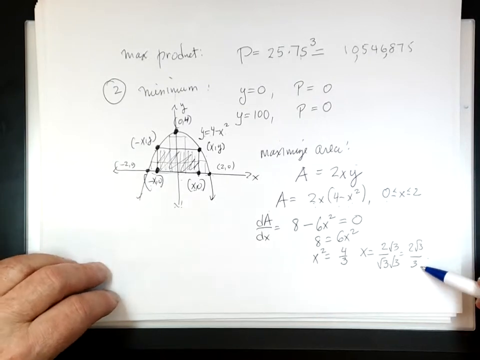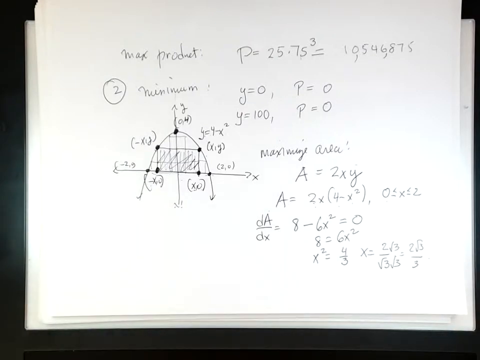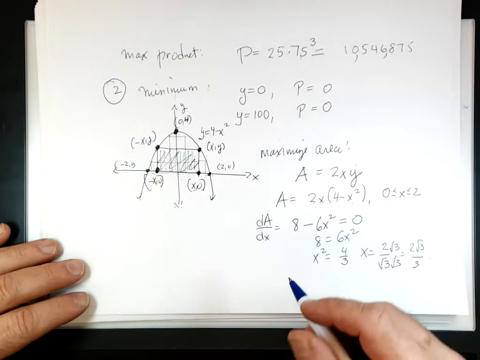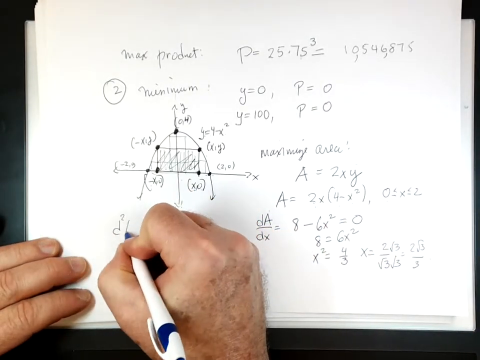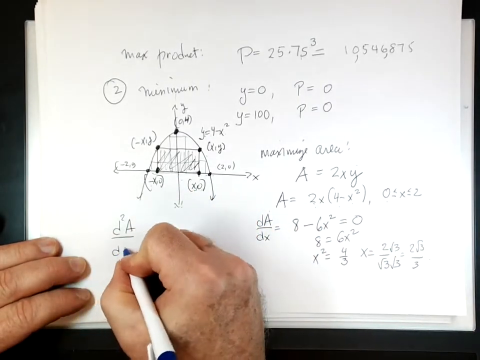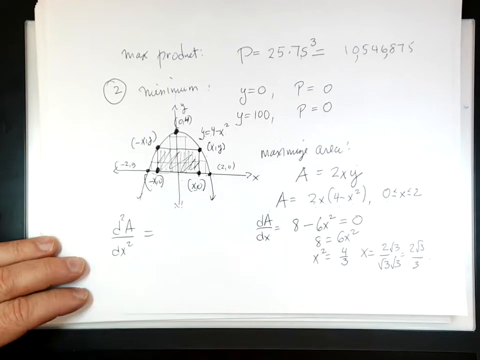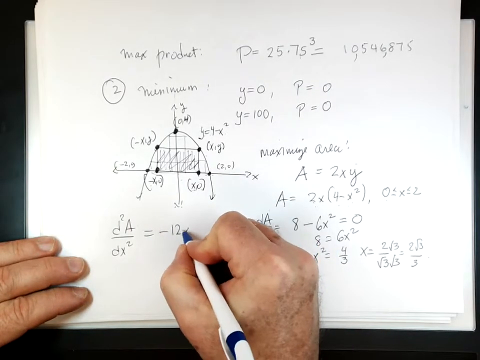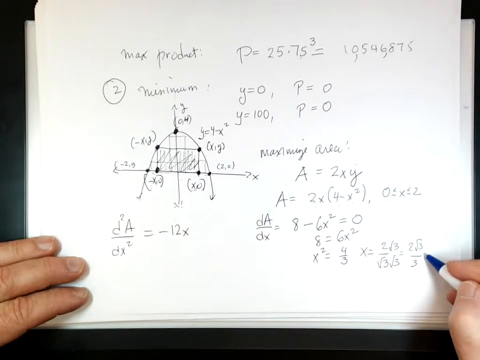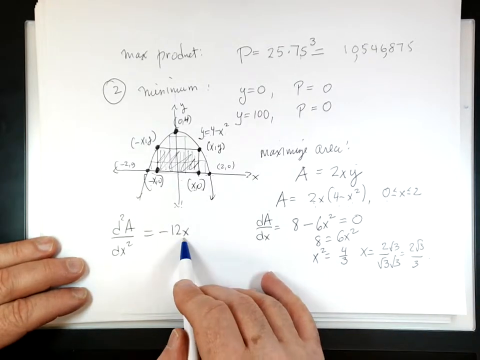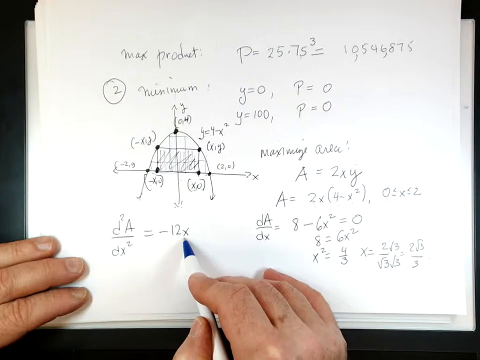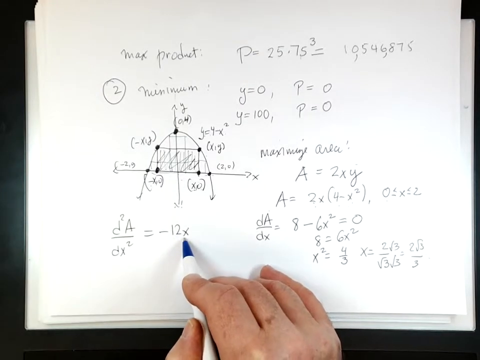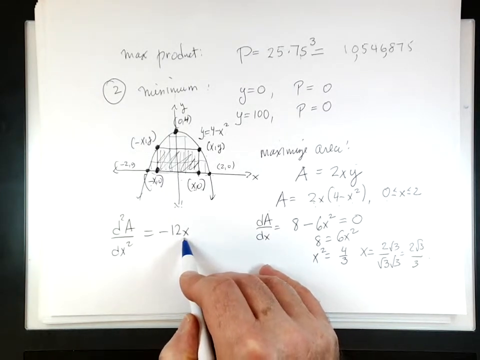All right, so x is equal to 2 square root of 3 over 3. Now the question is, is this a relative max or a relative min? And we should test the endpoint. So take the second derivative. The second derivative is negative 12x. When x is 2 square root of 3 over 3, substitute it in here, you get a second derivative that's negative. Concave down, we have a relative max.